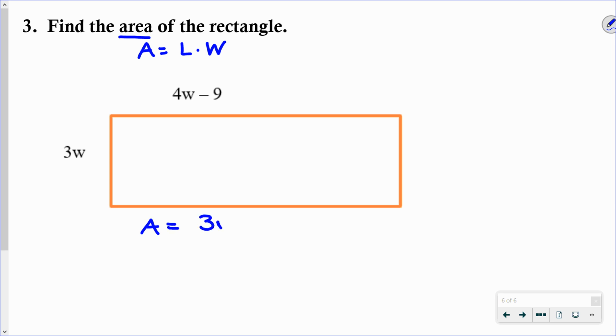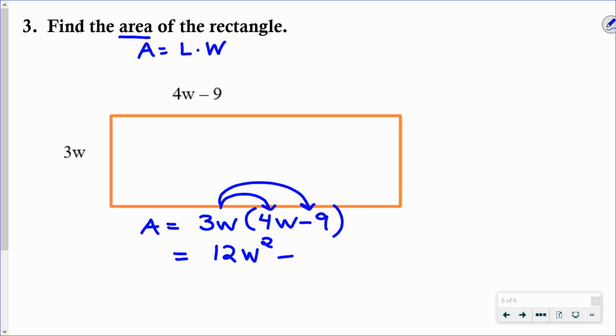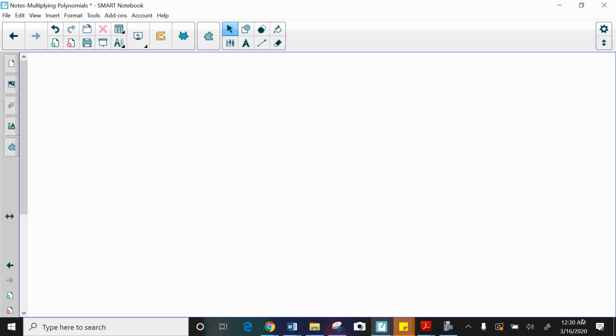So the area is going to be 3w times 4w minus 9. This is just a simple distributive property. So our area is 12w to the second minus 27w. So that would be the expression for the area. So this concludes your notes and warm-up for multiplying polynomials, and you can now work on your practice.